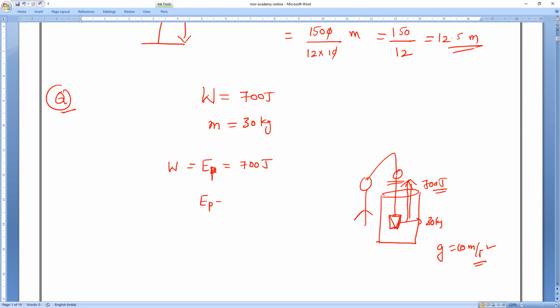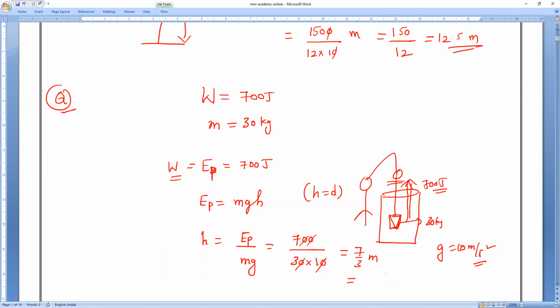So the potential energy, or you can take work done against gravity also. What is the formula? mgh. So now h is equal to the depth here. That is what they are asking. So h is equal to potential energy or work done divided by mg. So potential energy is 700, mass is equal to 30 kg, and g is equal to 10. So what is the answer? Anybody? 7 by 3 meters.